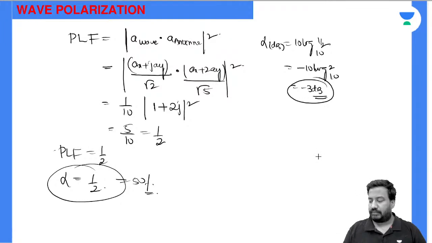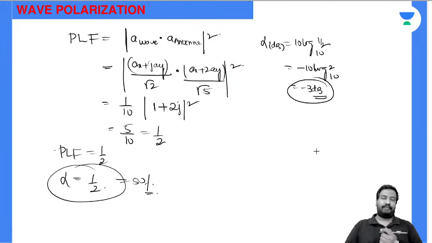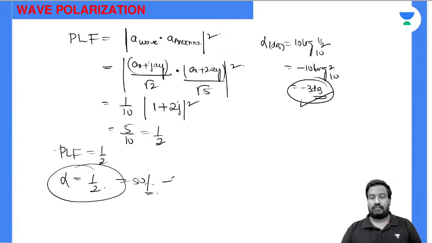Please calculate. Once cross verify, calculate. Remember, alpha and PLF, polarization loss factor, are complement to each other. So 1 by 2, 50%, minus 3 dB is the answer. Is that clear, everyone?